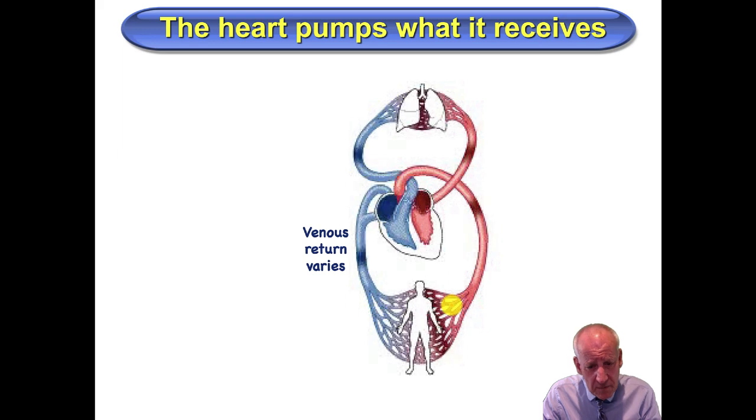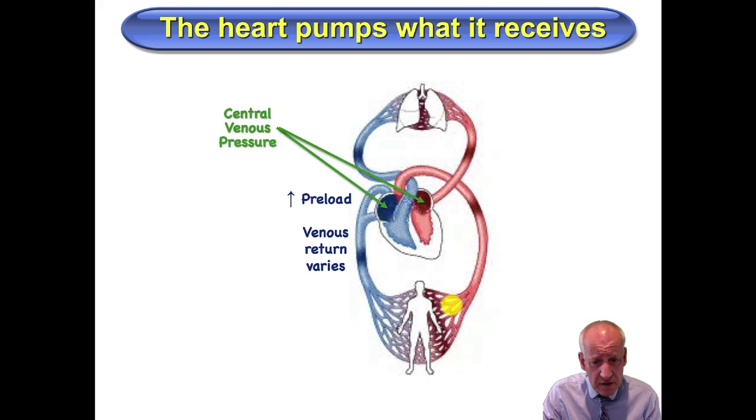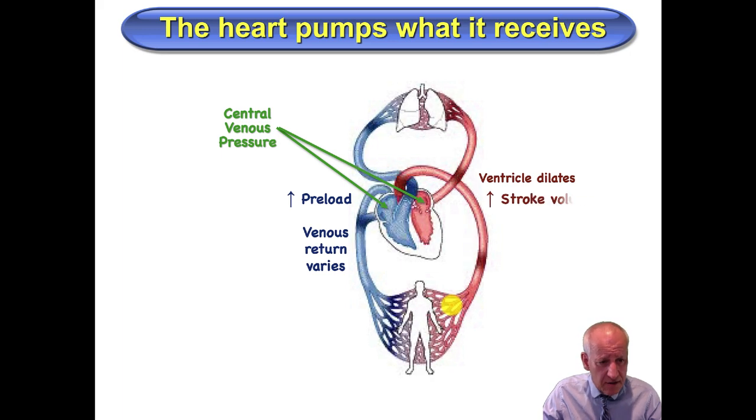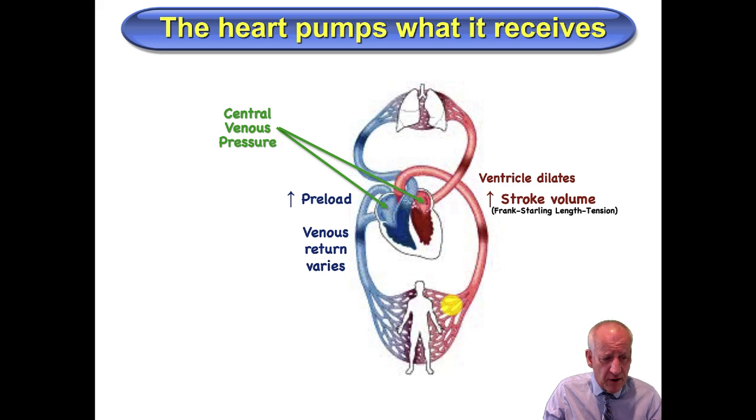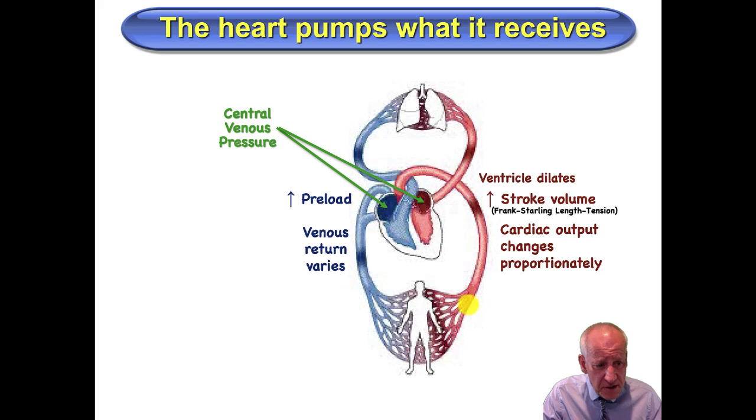If on one beat venous return were to increase, there would be an increase in preload, and this would be reflected as an increase in central venous pressure. This would dilate the ventricle, which would fill with a greater volume of blood during diastole, and the stroke volume would increase in proportion following the Frank-Starling length tension relationship, as we have seen. So this is how cardiac output is matched to venous return over the course of several beats.